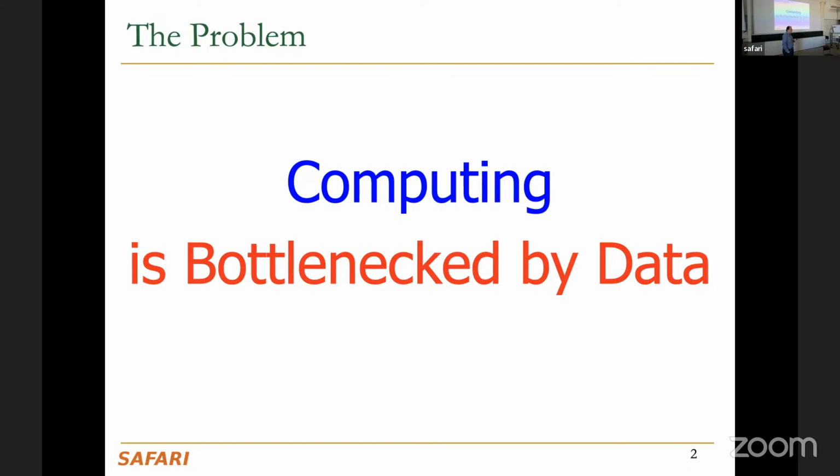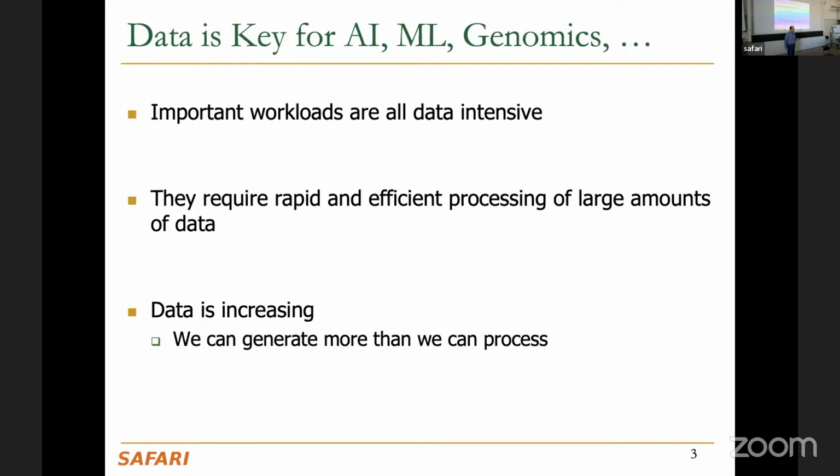Again, the problem is that computing is bottlenecked by data for modern applications, and data is key for AI, ML, genomics, and many important applications. Important workloads are all data intensive these days, and they require rapid and efficient processing of large amounts of data. And data is increasing, so we can generate more than we can process. That's the problem that we have today.